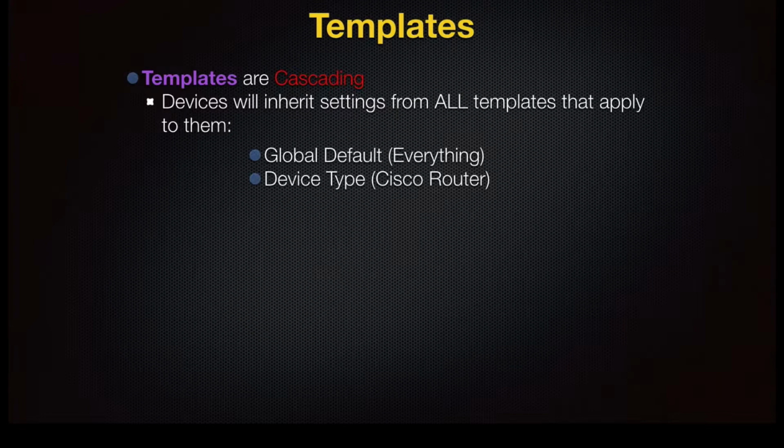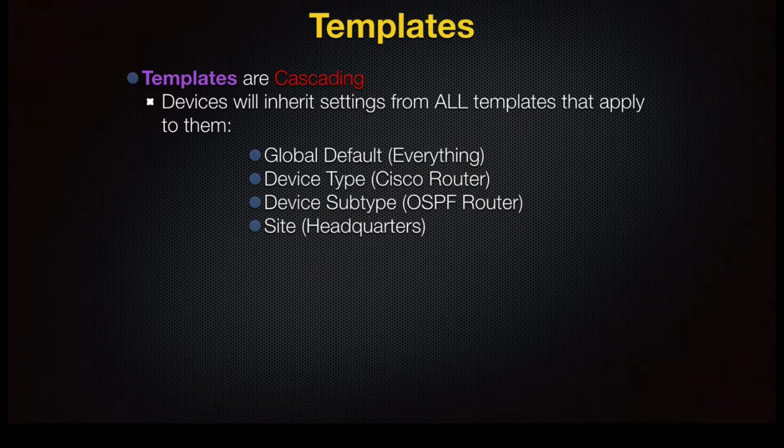In this example, a Cisco router template might have settings for looking at my Cisco configuration. It might have settings for looking at hardware problems that are specific to that particular device type. As I mentioned, subtypes typically are going to be used for specific applications running on that device. And then you've also got the ability to apply templates at the site level and at the category level, as well as on the device itself.